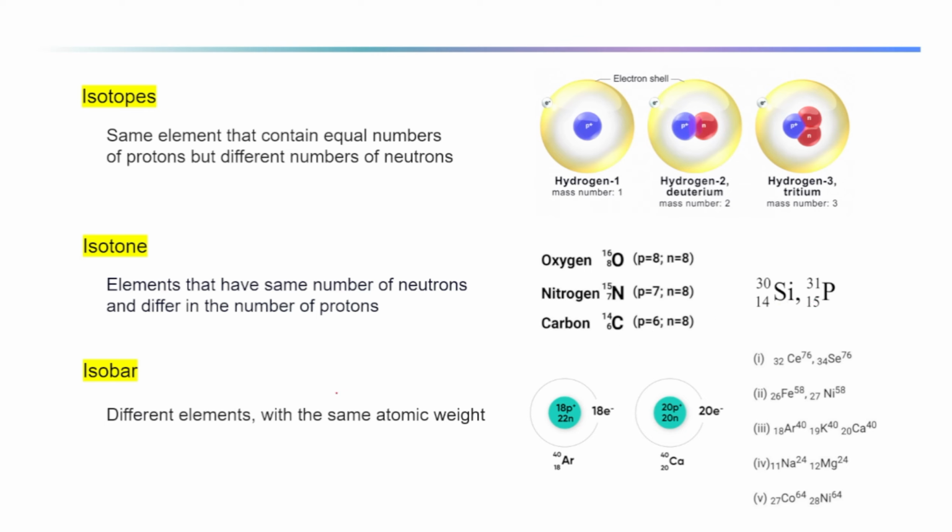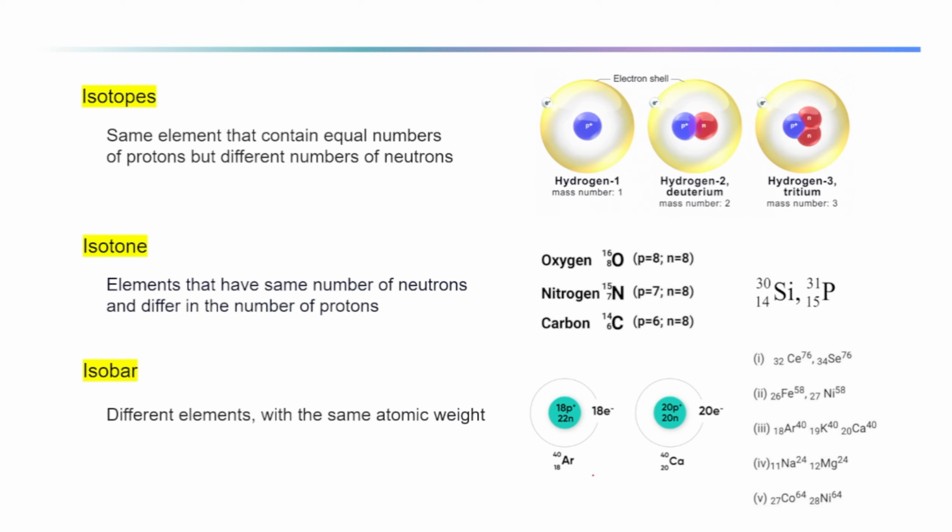Whereas in case of isobars, we have different elements. That means the number of protons is different, but we have the same atomic weight. Now atomic weight is the summation of the number of protons and the number of neutrons. So we have different numbers of protons, but the same atomic weights. So both the protons and neutrons are different, but the atomic weight is the same.